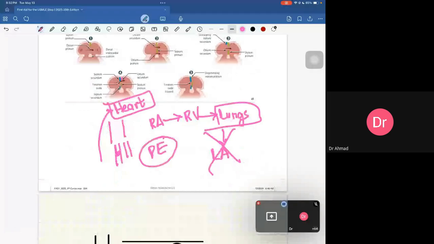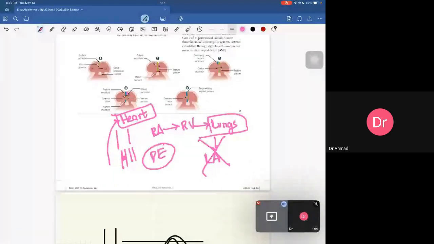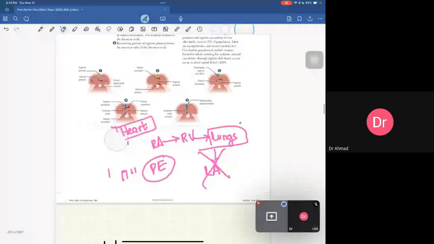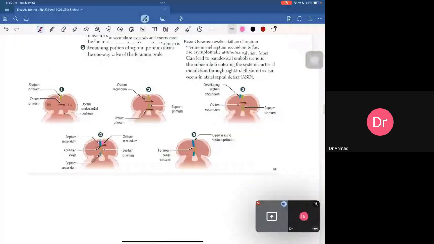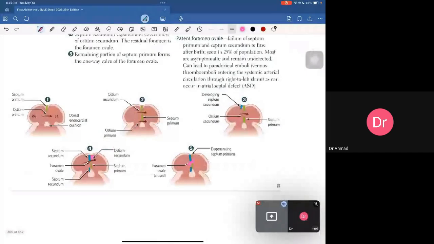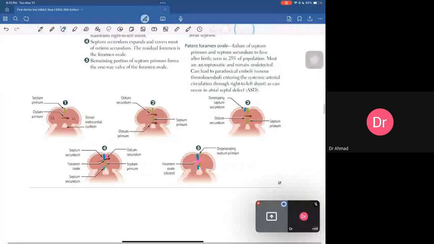Now, the main problem that occurs in some people is that this foramen ovale, which closes in everyone, which was the ostium secundum, does not close. Normally this condition is asymptomatic and does not cause any problem.